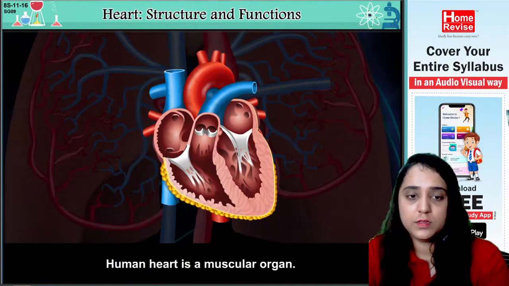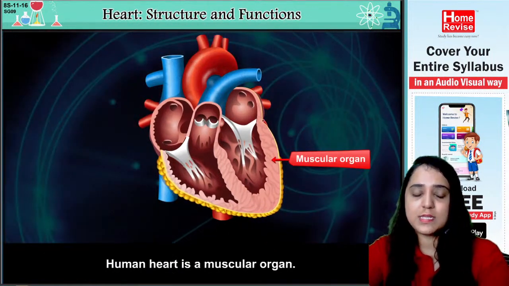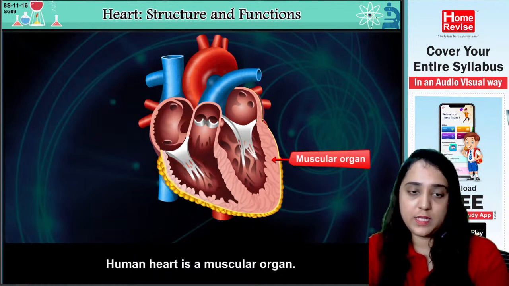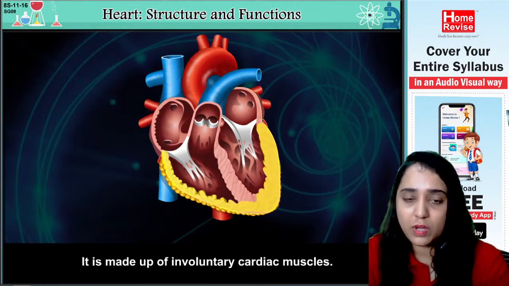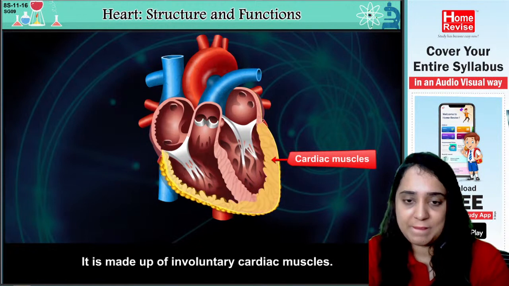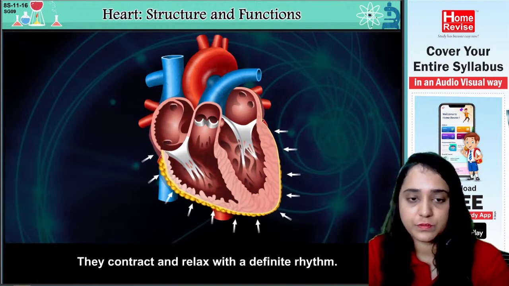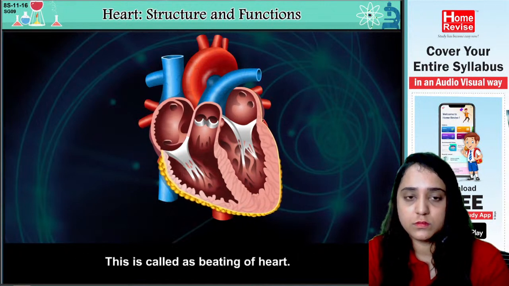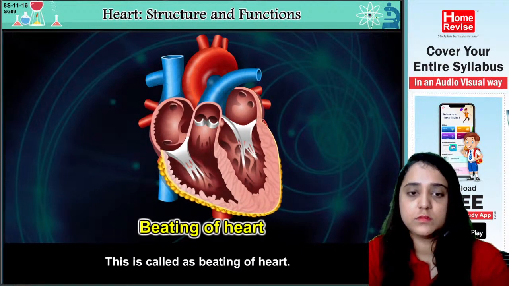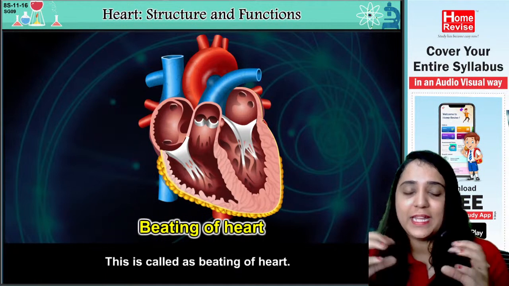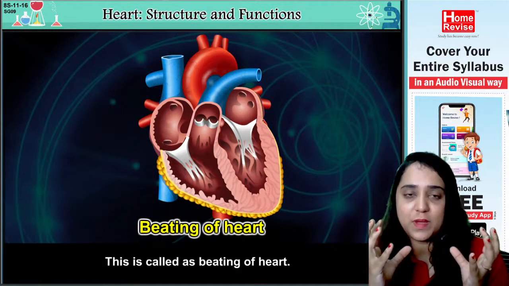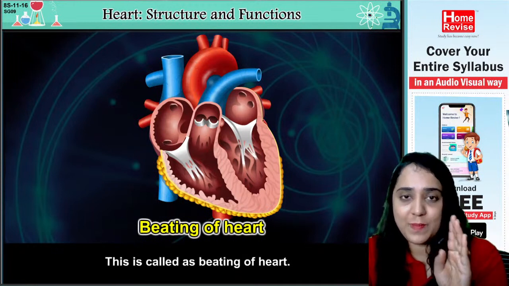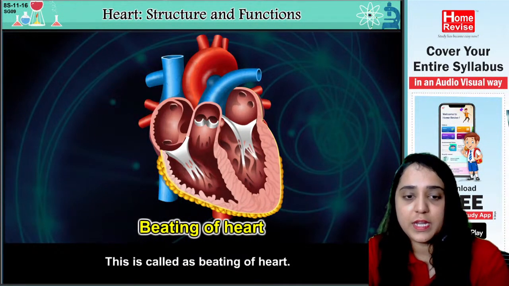Human heart is a muscular organ. This sentence is very important, as this whole heart is a muscular organ. It is made up of involuntary cardiac muscles. They contract and relax with a definite rhythm. This is called beating of the heart. As we all know, in the beating of the heart there is a contraction and an expansion, contraction and expansion, in a particular specific rhythm. So see what is written here.